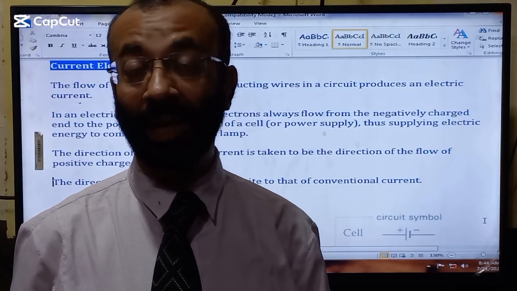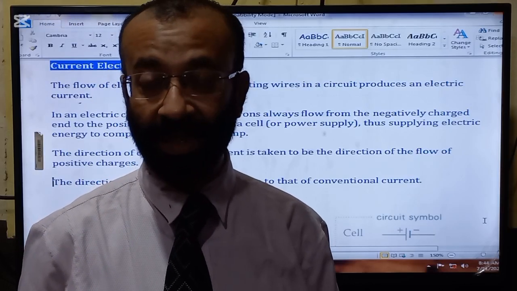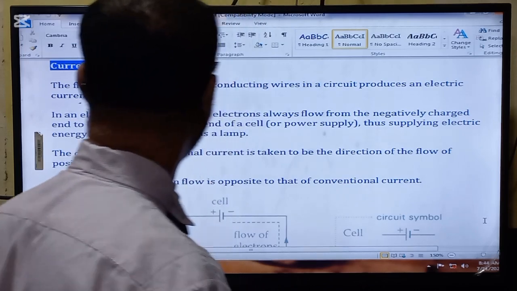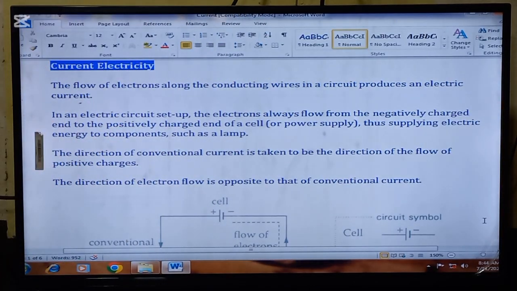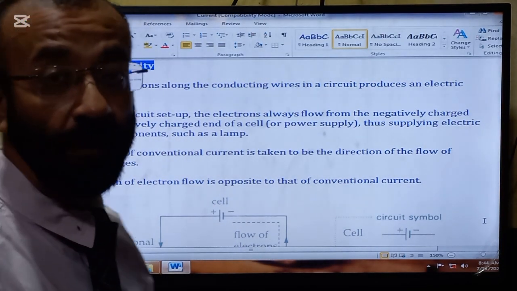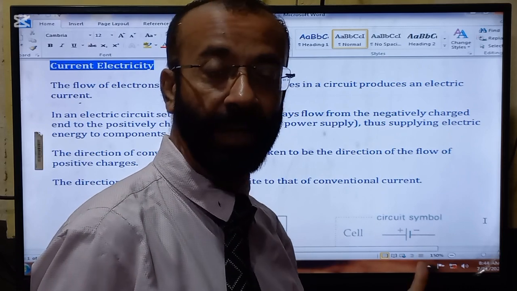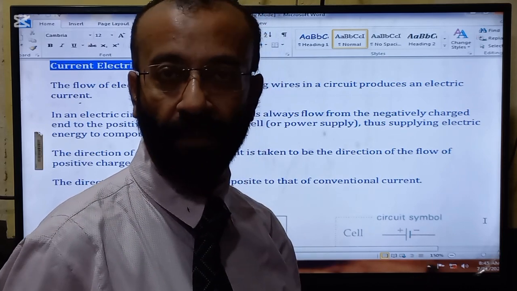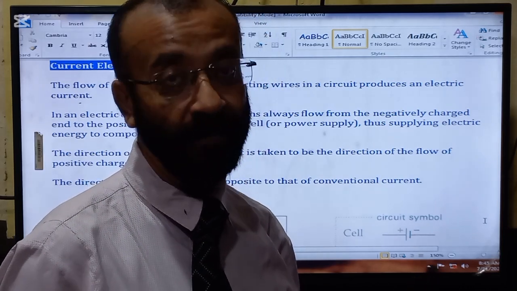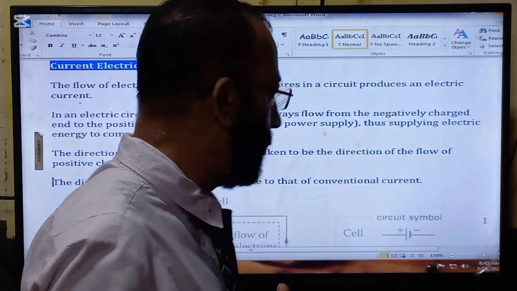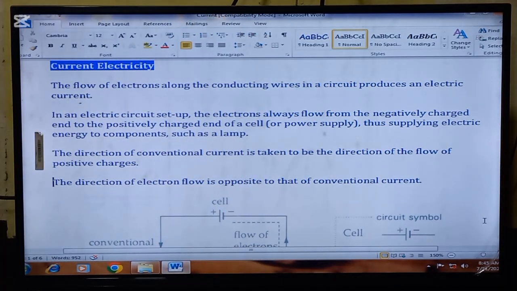Good morning, students. Our topic today in the subject of O level physics class is static electricity. Today we are going to read the first lecture of static electricity. This is a technical topic, so concentrate yourself. A lot of concentration is required. We are going to start now.